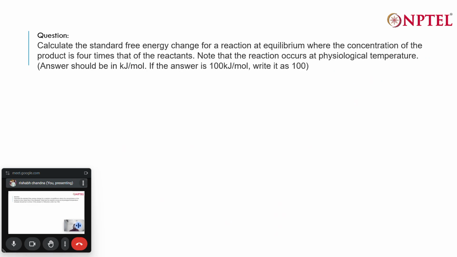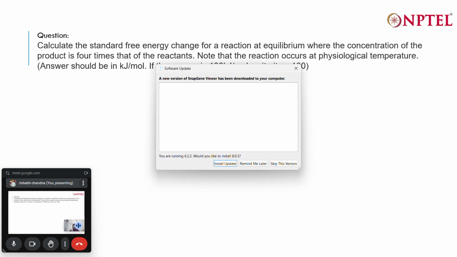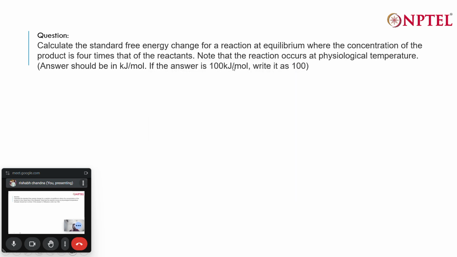Calculate the standard free energy change for a reaction at equilibrium where the concentration of the product is 4 times that of the reactants. Note that the reaction occurs at physiological temperature. Okay, so that means the product concentration is equal to 4 times the reactant concentration. So we have to find out the K equilibrium, that is product upon reactant. So that is 4R by R, equal to 4.